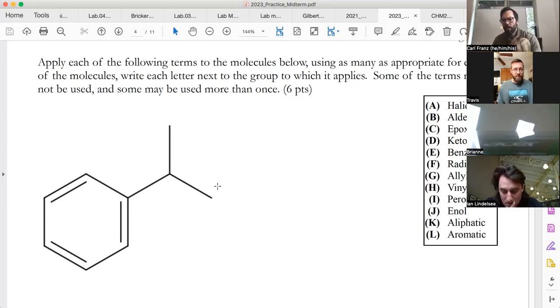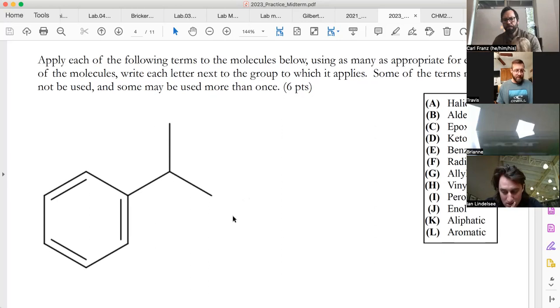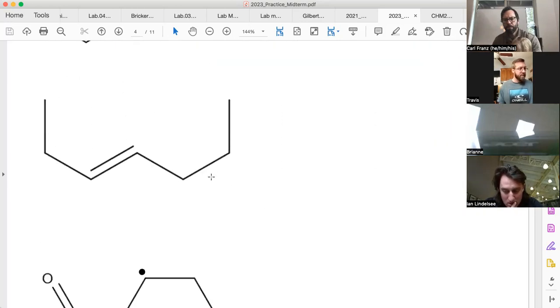Aliphatic would be here. It's next to a vinylic. Oh, I'm sorry, allylic. Allylic is next to, so an allylic. This one's allylic, and there's two, right? One on both sides. Yes, this is allylic, and then this is allylic. And those two with the double bonds are vinylic.